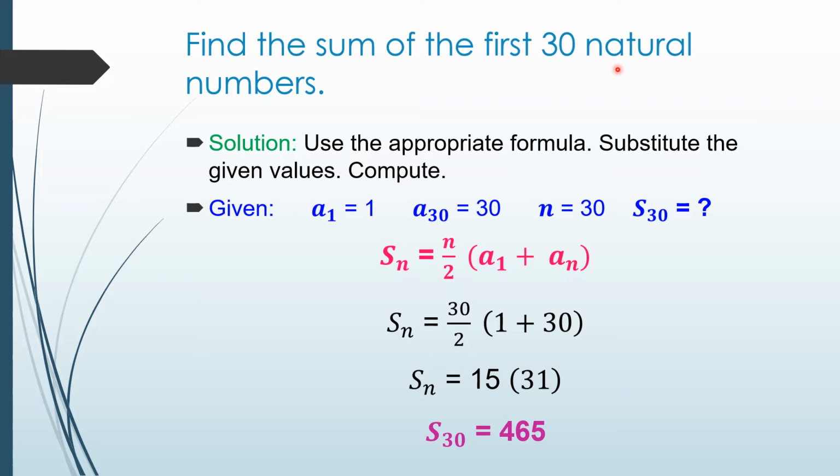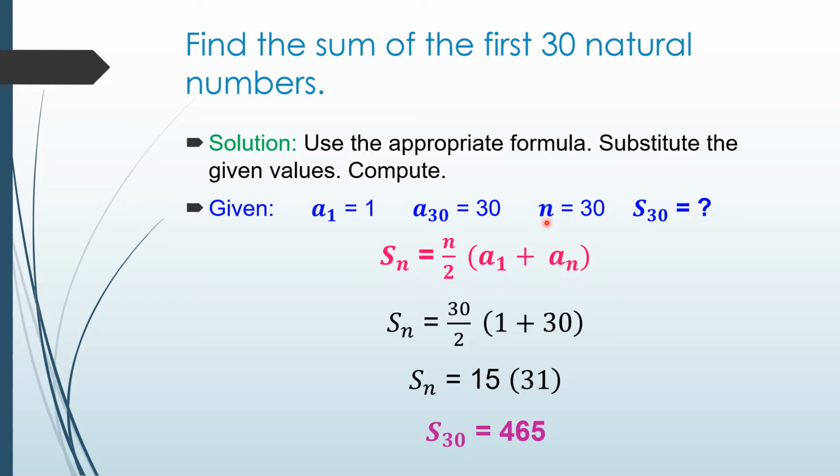When you say natural numbers, this is the same as counting numbers. So, nagsisimula tayo magbilang sa number 1. Kaya, ang a sub 1 natin ay 1. Then, ang a sub 30 ay equal sa 30. Bakit 30? Kasi first 30 natural numbers. Ibig sabihin, yung unang 30 numbers mula sa number 1. So, ang magiging sequence natin ay 1, 2, 3, 4, 5, so on and so forth until the 30th number. Kung kaya't ang last term mo ay a sub 30 equals 30.